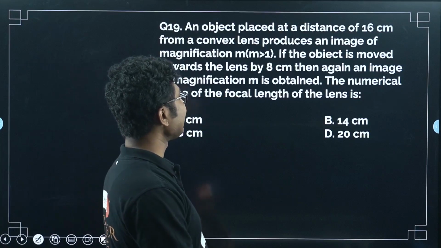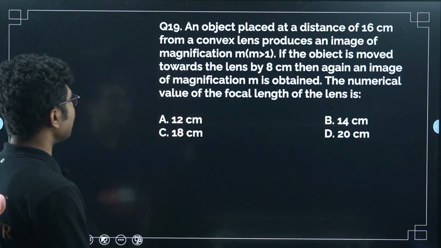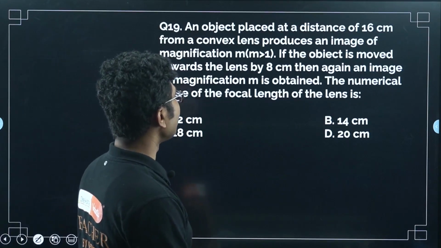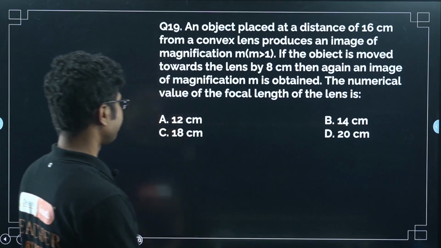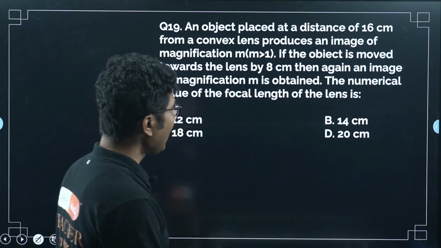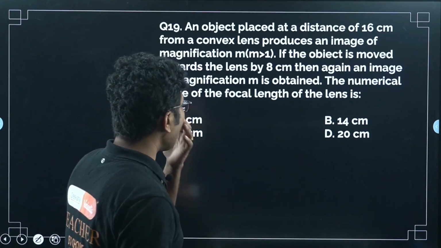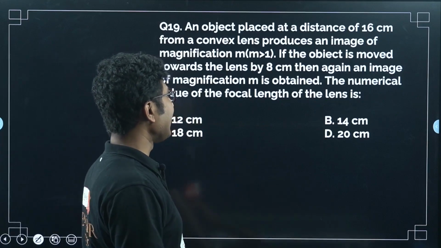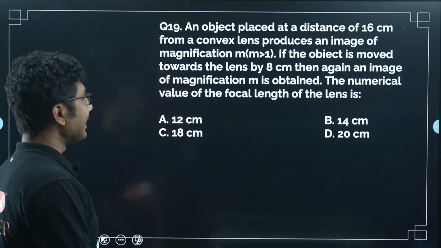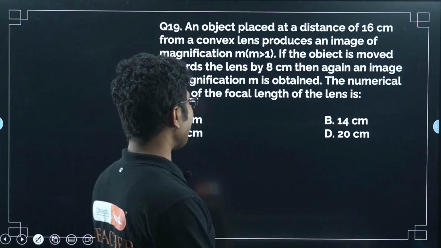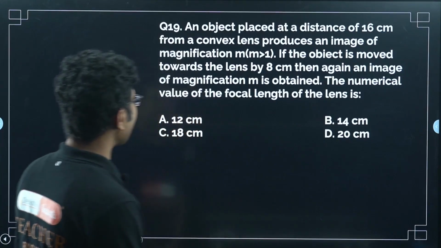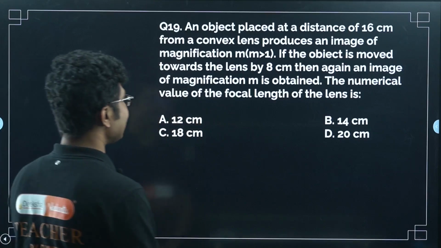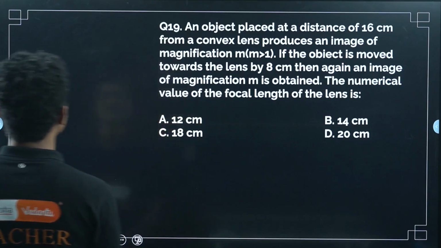An object placed at a distance of 16 centimeter from a convex lens produces an image of magnification m. M is greater than 1. If the object is moved towards the lens by 8 centimeter, then again an image of magnification m is obtained. The numerical value of the focal length of the lens is. This is a very interesting question.